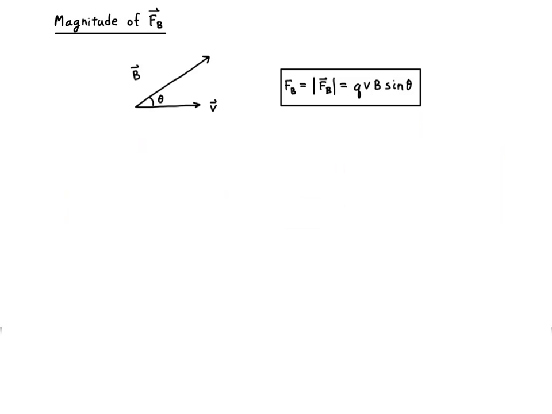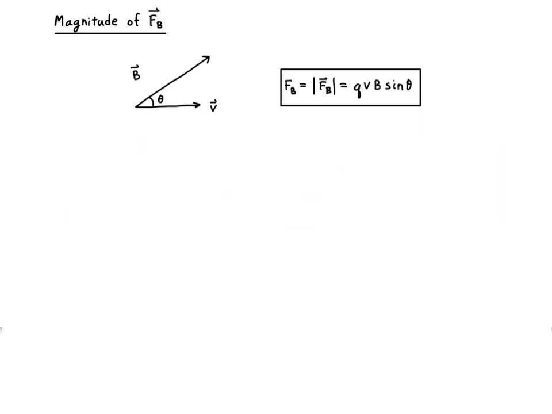Now let's talk about the magnitude of F sub B. If you have a magnetic field going in one direction and the velocity is going in another direction, and you're given the angle theta between them, then there's a simple equation that will give you the magnitude. Here, the magnitude is equal to Q times V times B times the sine of theta.